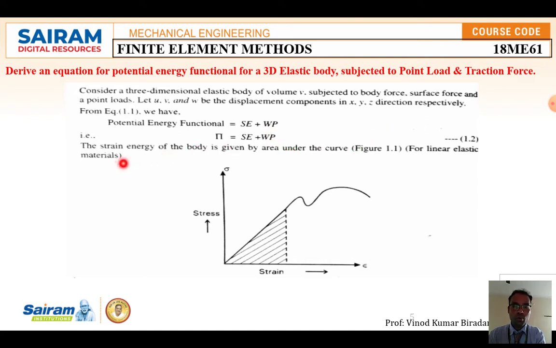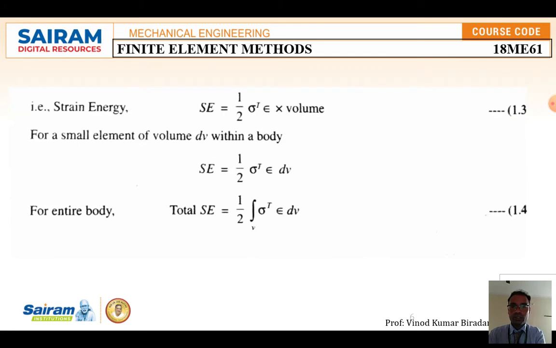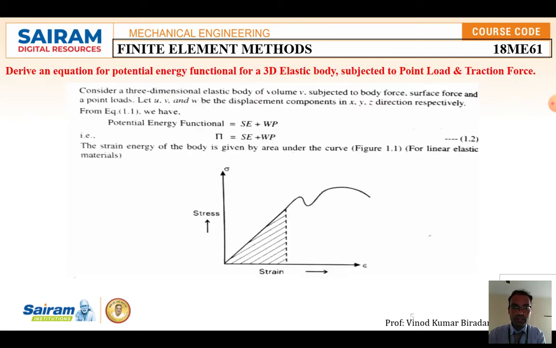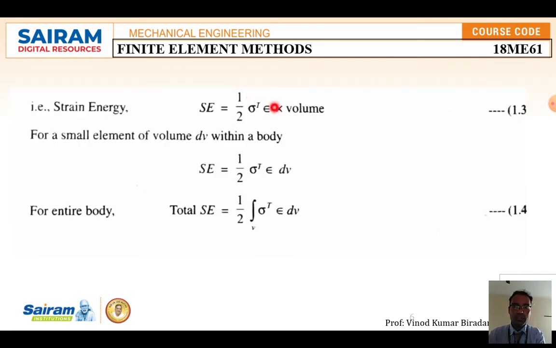Consider a small element of the 3D elastic body. This is stress and this is strain. If you consider a small part of the given elastic body and apply more force, you get more strain. The strain energy of the body is given by the area under the stress-strain curve. So the strain energy for this is half of the stress into the strain and into the volume.